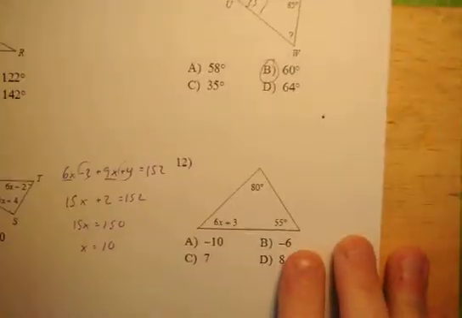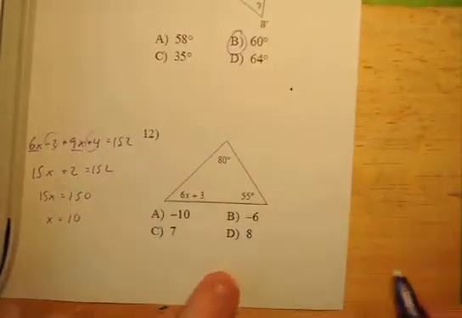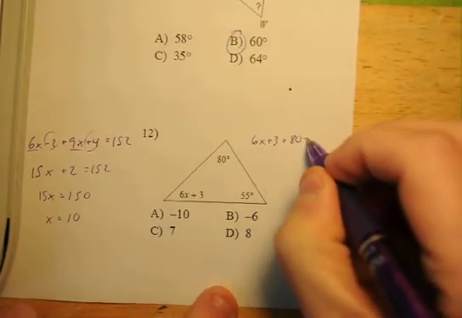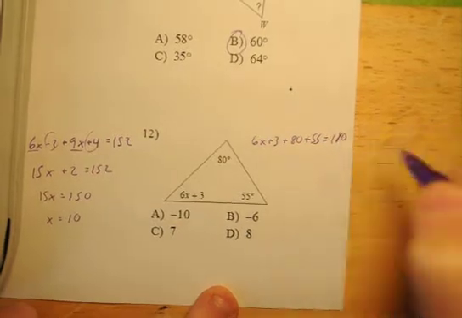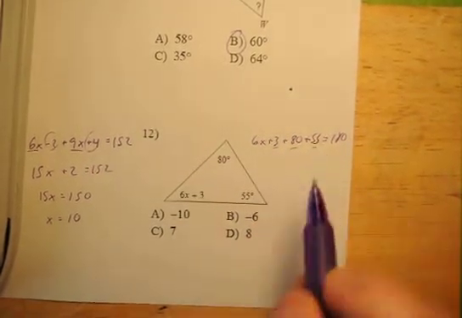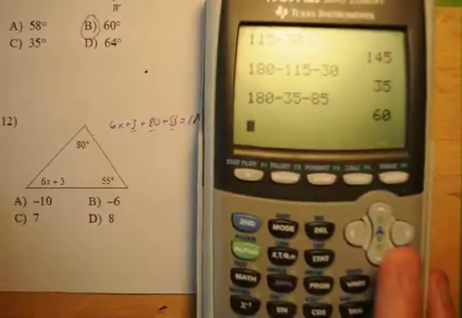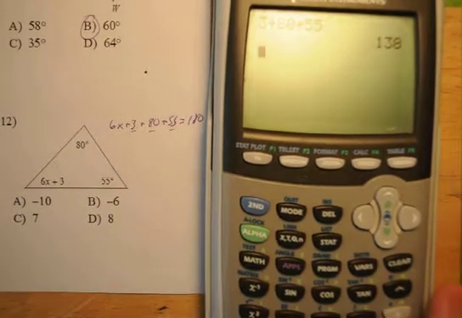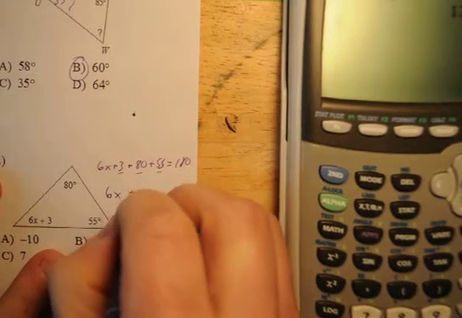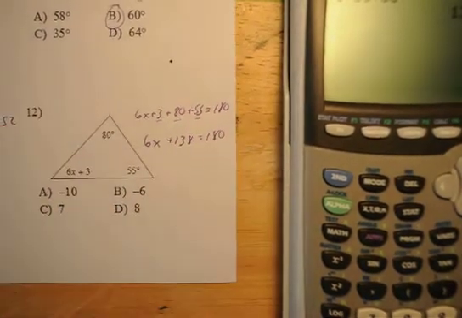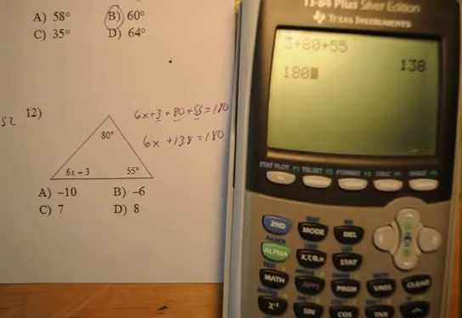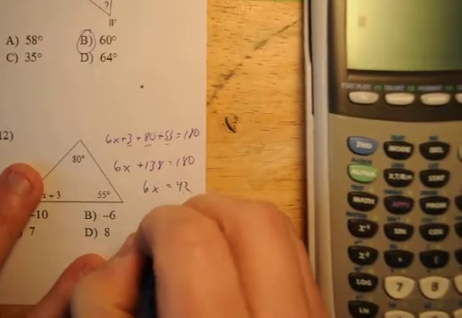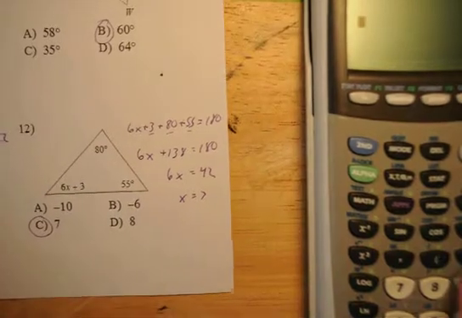For number 12, this is one you just need to add these up to 180 degrees. So 6x plus 3 plus 80 plus 55 equals 180. Alright, so combine those together. 3 plus 80 plus 55 is 138. So we got 6x plus 138 equals 180. Now subtract. 180 minus 138 is 42. 6x equals 42, and x equals 7.